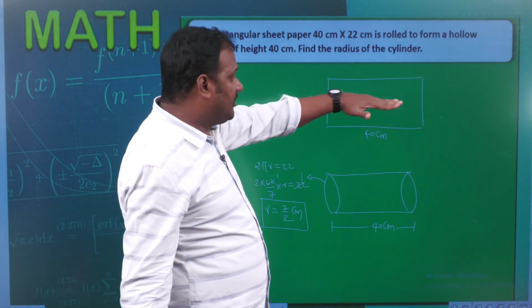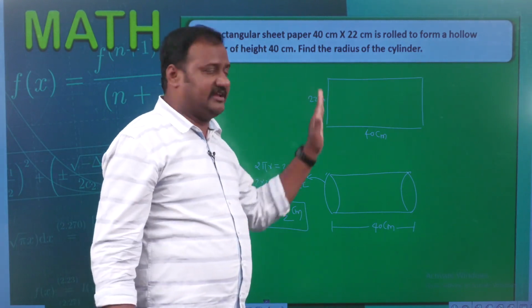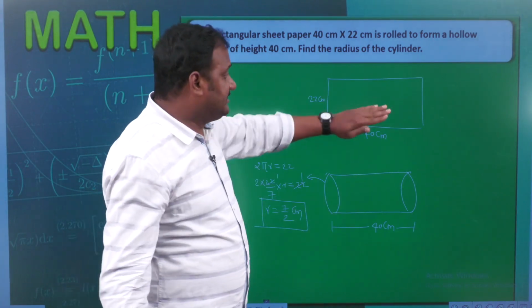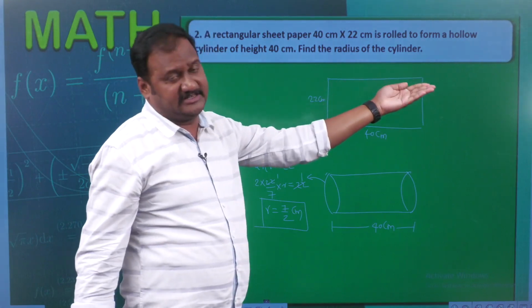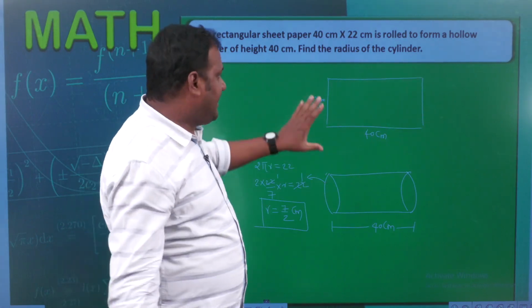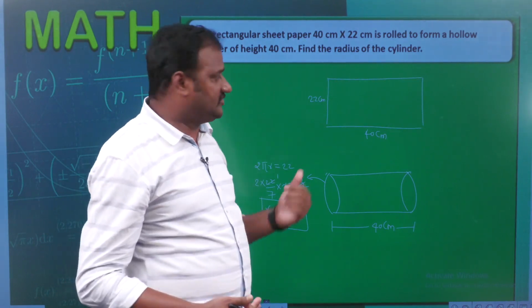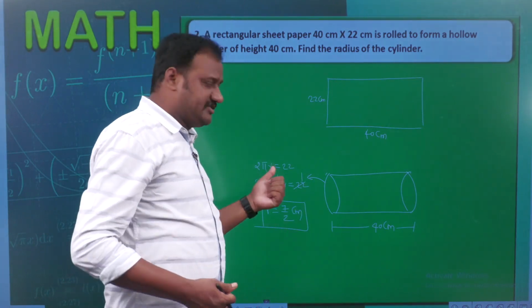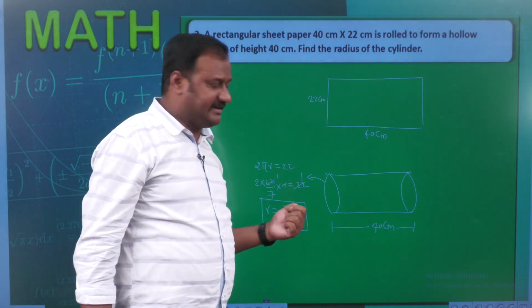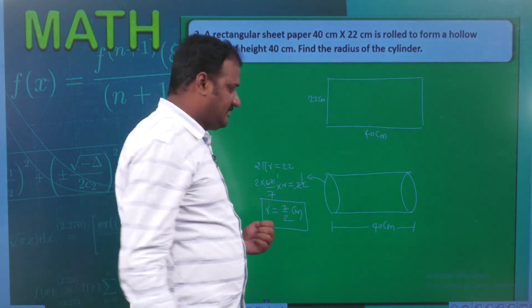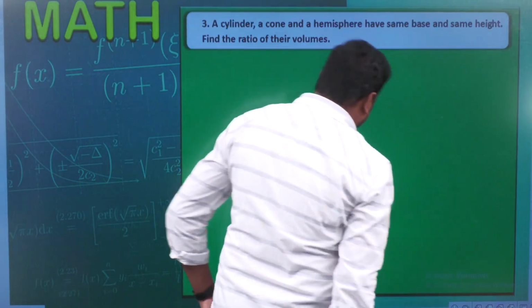Is it rolled along 40 centimeters or is it rolled along 22 centimeters? Since it is rolled along 40 centimeters, that's why 40 centimeters is the height. And this 22 centimeters will become the circumference of the circle. So that is why we equated 22 centimeters with 2 pi r in order to get the value of r. Coming to the next problem.